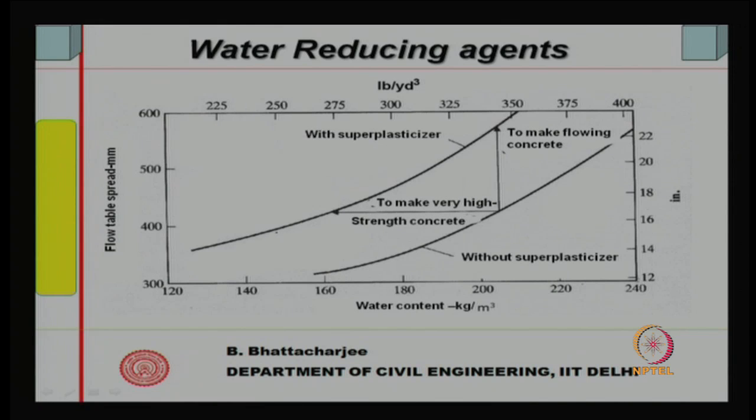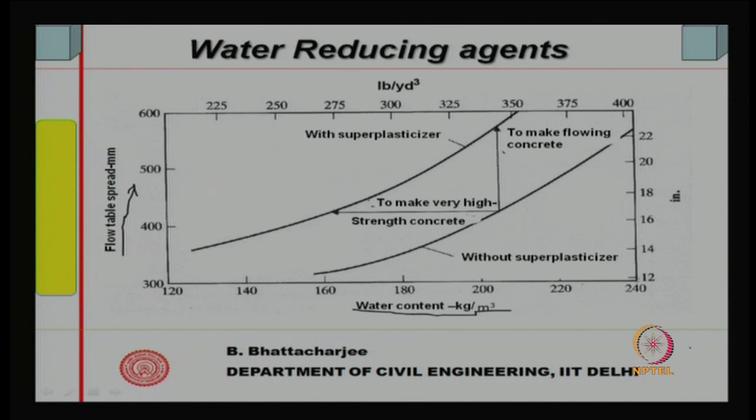If you recall, we looked into a diagram which showed that we can use it in different ways. For example, this is somewhat repeated in a slightly different manner in this diagram. In this axis, we have water content, and in this axis is flow table spread, right. Now, this is flow table spread, that is the workability.